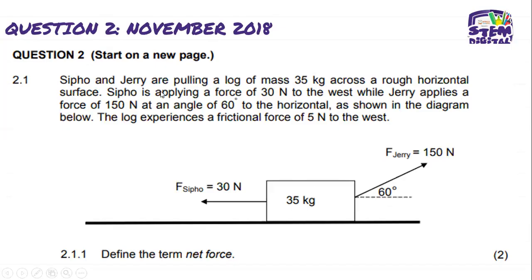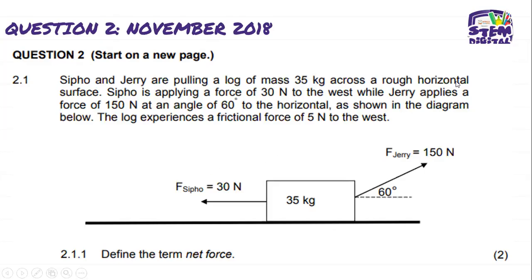Now, Sipho is applying a force of 30 newtons to the west. And we can see that. In other words, my dear learners, when we talk about direction here, we will not be talking left and right, because they have directed us that we have west. It means we'll talk about west and east, north and south, if there's a need. But you can't talk about left and right. You will forfeit marks because they told us that direction is west.